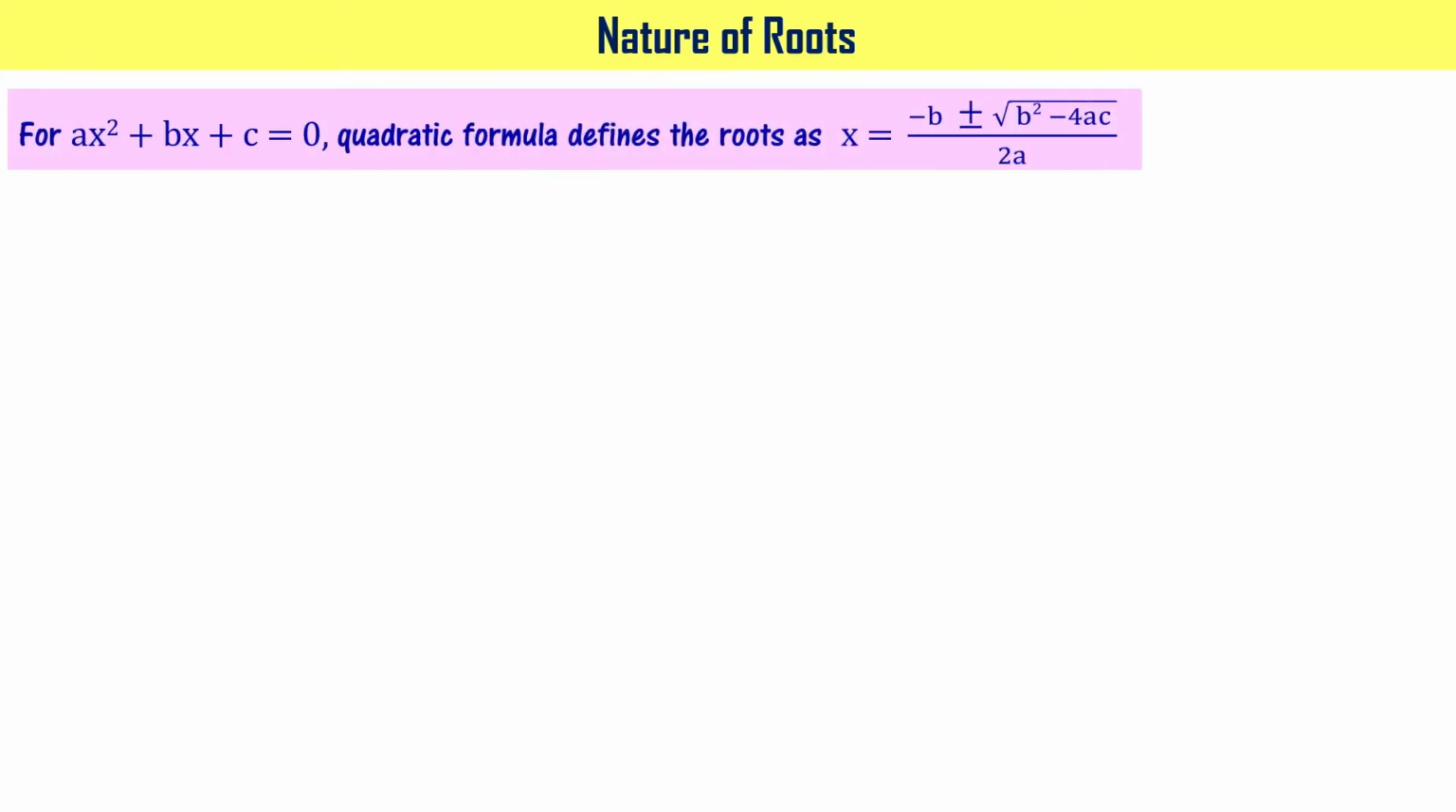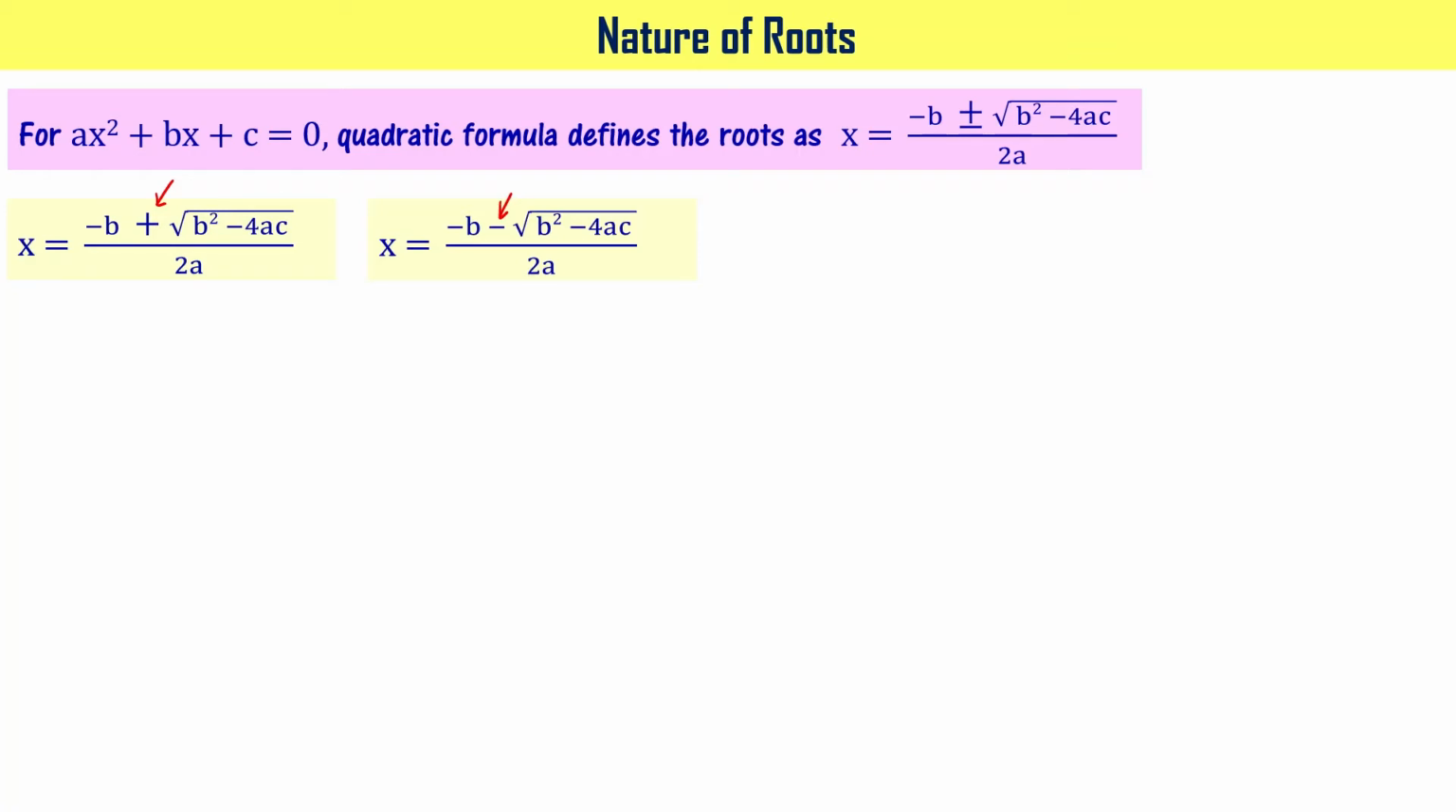Let us learn about the nature of roots now. We have just seen that for ax square plus bx plus c equal to 0, the quadratic formula defines the roots as x equal to minus b plus or minus square root of b square minus 4ac divided by 2a, right? When you have this plus or minus symbol, it means that in one of the roots you will have the plus symbol and in another root you will have the minus symbol, right? That's why you can have two roots.